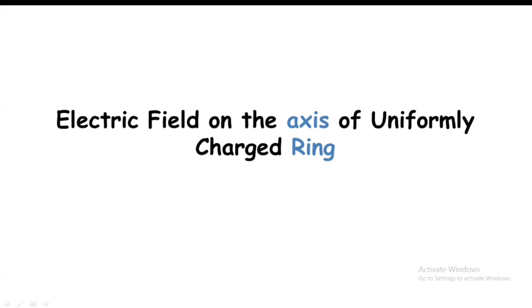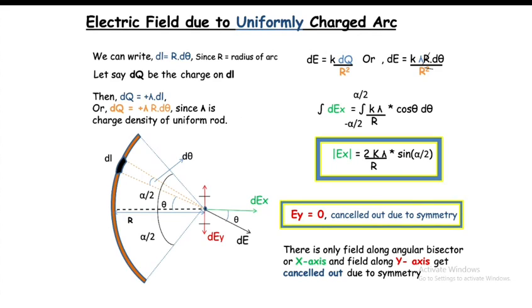We are learning how to find electric field due to different charged objects. In this lecture, we will see how to find electric field on the axis of a uniformly charged ring. Uniformly means charge is equally distributed all over the object. First, we will see a short recap of what we have done in previous lectures.